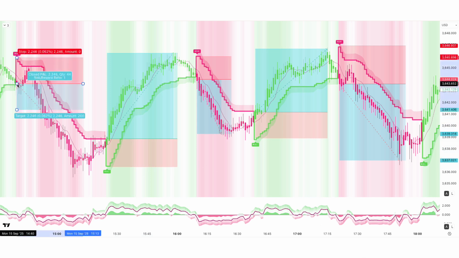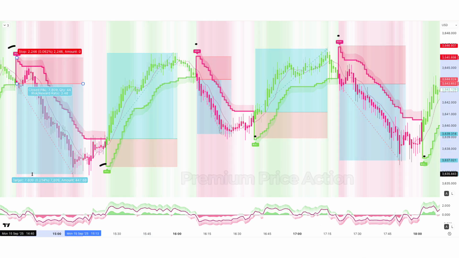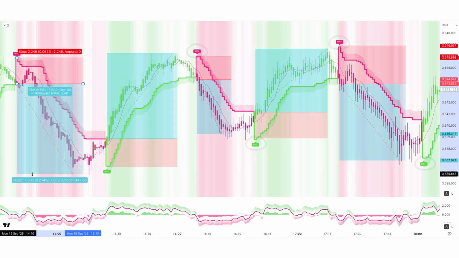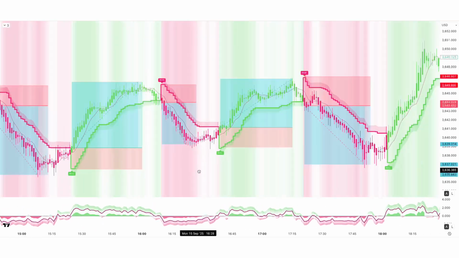First of all, let us know about trading tools. The buy and sell arrow indicator we see in the chart is called the Premium Price Action Indicator. Now we tell you how we want to trade.